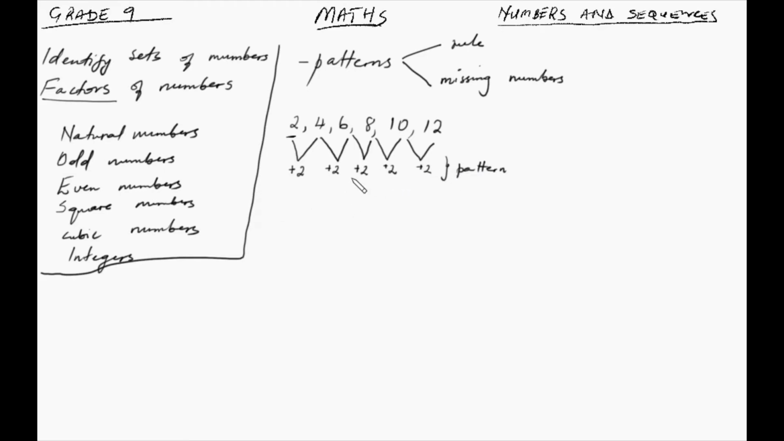Now, we can use this pattern, the addition of 2, to find the rule. What is the rule of this sequence? The rule is add 2. What does the rule mean? It means that moving from one term to the next term, you just add 2. Every time you move to the next term, you add 2. That is the rule. So, this is the first term.